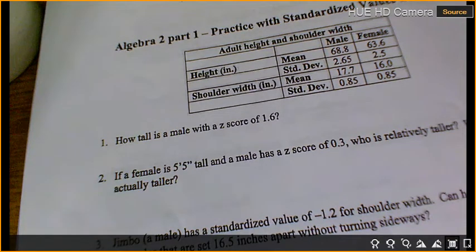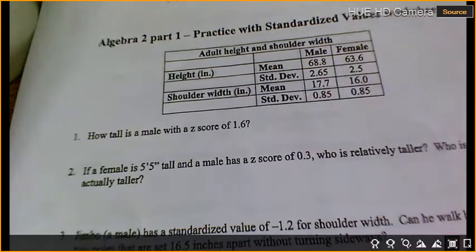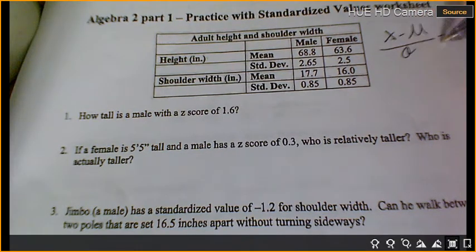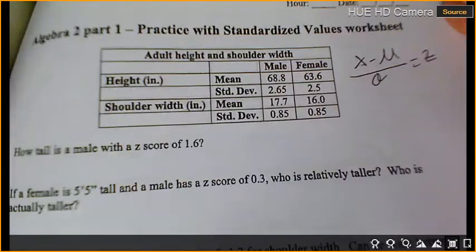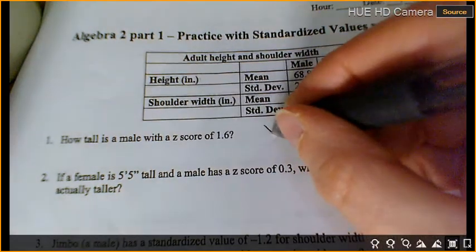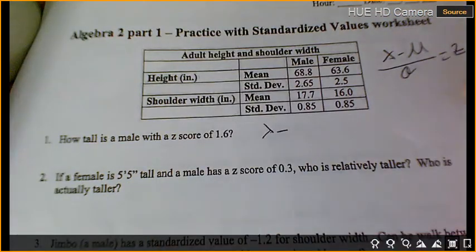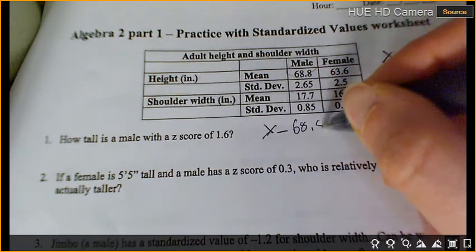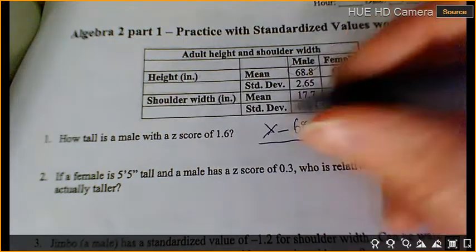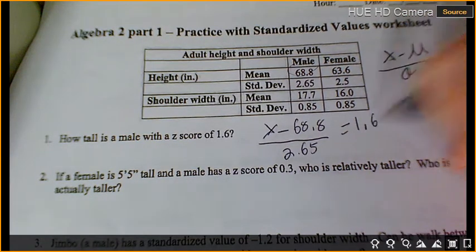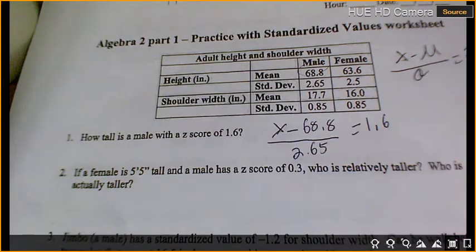Okay, how tall is a male with a z-score of 1.6? So we know we're using this formula, and I'm going to write it right next to here again. X minus the mean over the standard deviation equals the z-score. So I'm going to plug it in. X minus, I'm talking about a male and his height, so I'm looking at 68.8, over the standard deviation, 2.65, equals the z-score, 1.6. And I'm going to now solve for x.